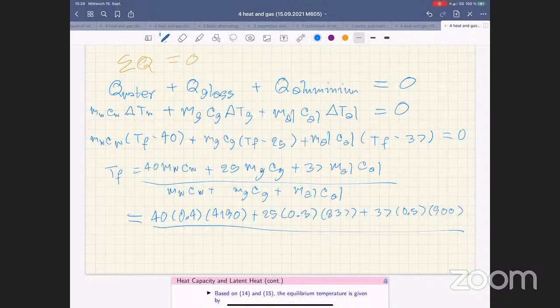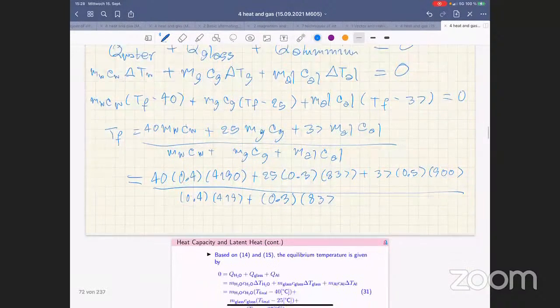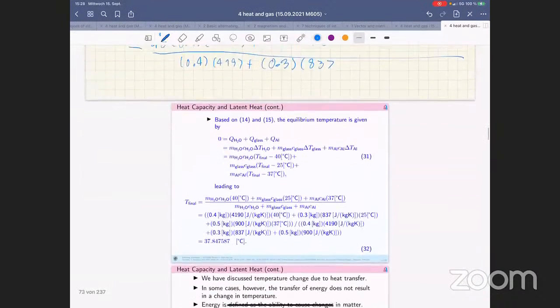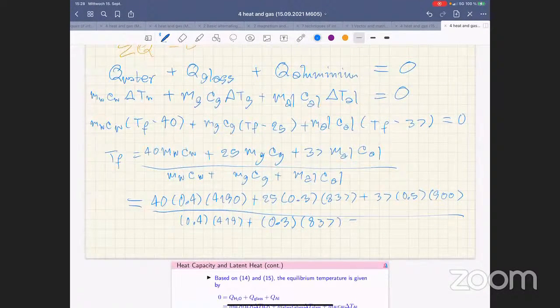Divided by 0.4 by the mass of water, specific heat of water, plus the mass of the glass, 0.3 kilogram, and specific heat is 837, right? Yes, and plus 0.5, right, mass of the aluminum and 900, which is the specific heat for the aluminum.